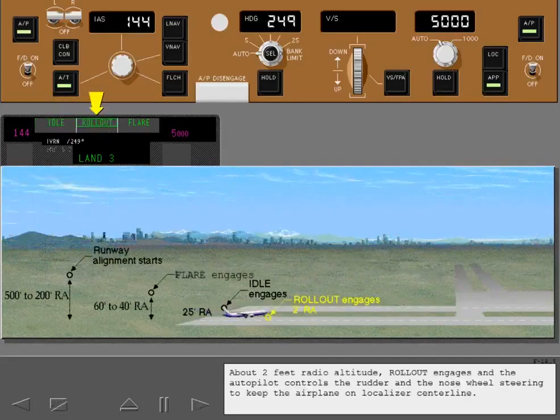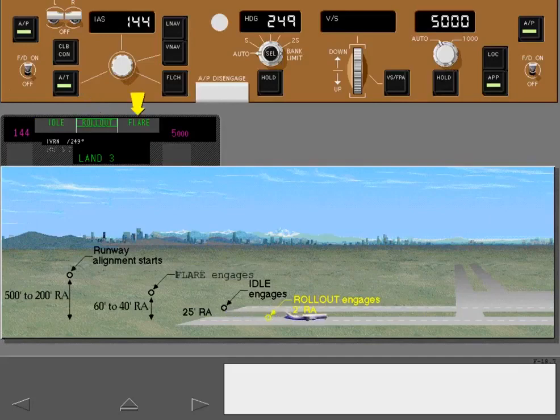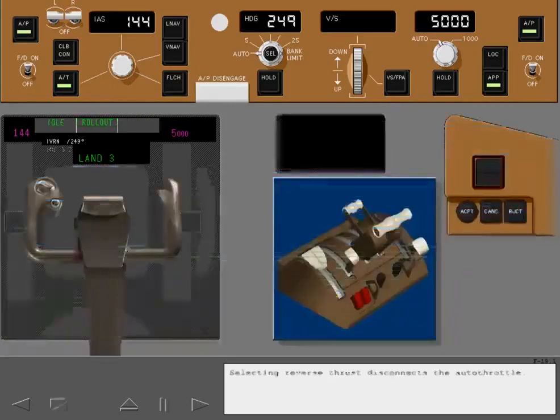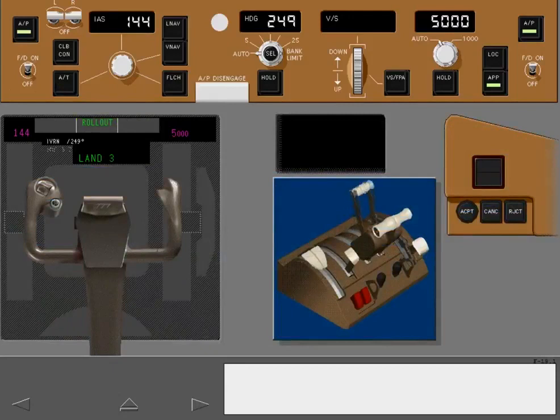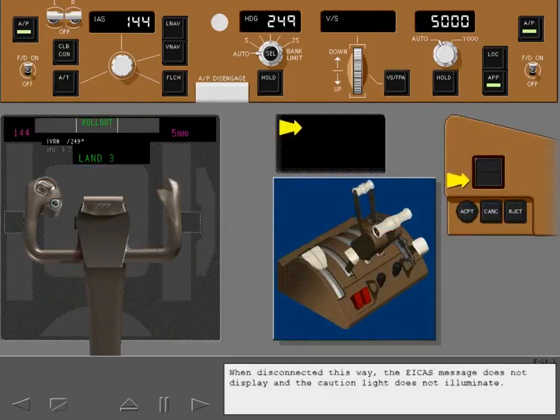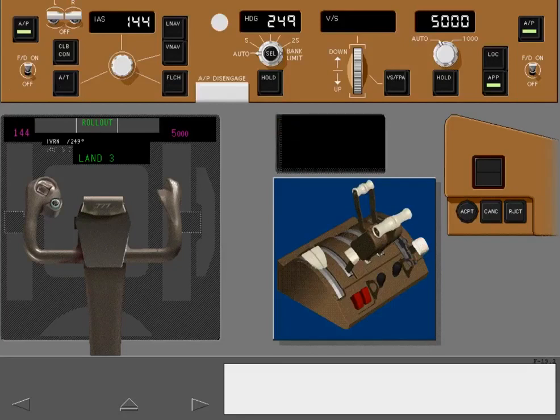About 2 feet radio altitude, rollout engages and the autopilot controls the rudder and the nose wheel steering to keep the airplane on localizer centerline. Selecting reverse thrust disconnects the autothrottle. When disconnecting this way, the ICAS message does not display and the caution light does not illuminate.